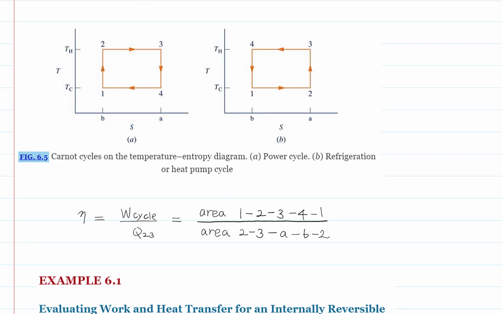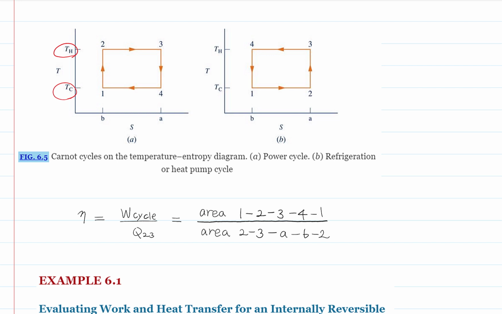Now let's take a look at the temperature-entropy diagram for a Carnot cycle. A Carnot cycle consists of two reversible adiabatic processes and two isothermal processes. It is represented on a TS diagram by a rectangle. So this is the temperature of a high temperature reservoir, TH, and this is the temperature of a low temperature reservoir, TC. And this diagram is for the power cycle.